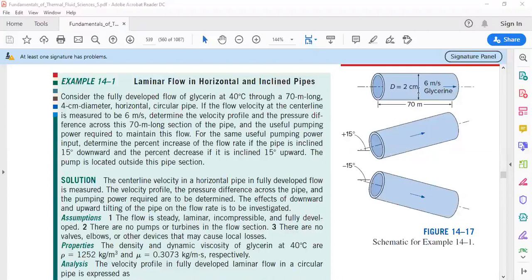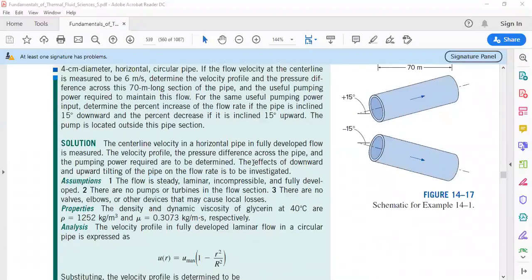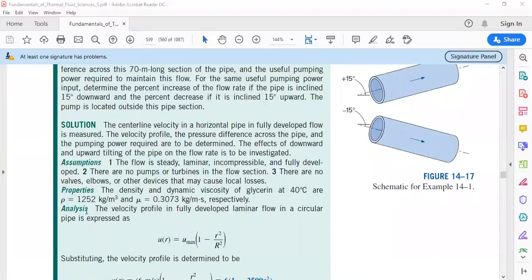So the flowing fluid is glycerine, which is at 40 Celsius degrees. So what's required here is to find, we need to determine the velocity profile and the pressure difference across this 70 meters long section of the pipe. First of all, for the glycerine at 40 Celsius degrees, we need the properties, the density and the dynamic viscosity. We can get them from the tables, and we find that the density is 1252 kilogram per cubic meters, while the dynamic viscosity is 0.3073 kilogram per meter second.